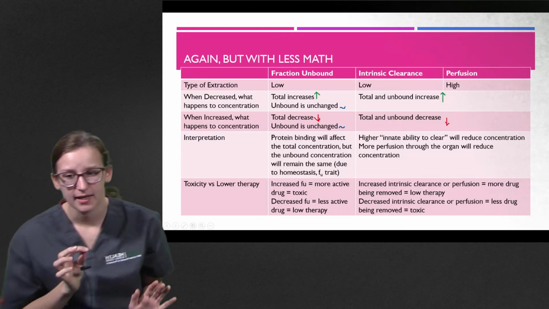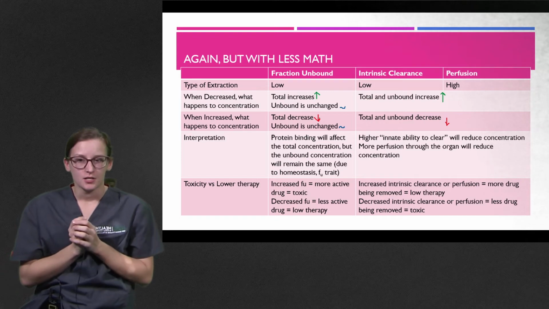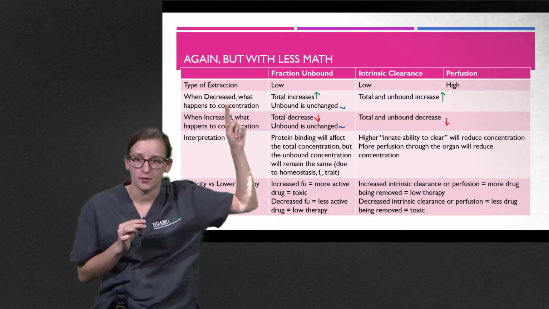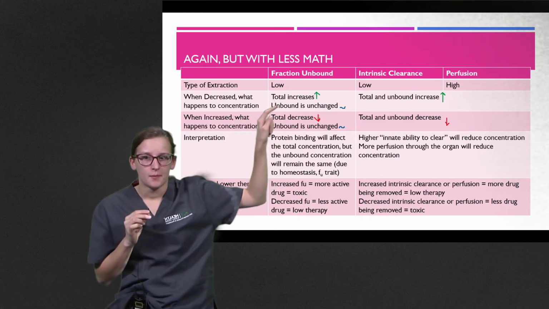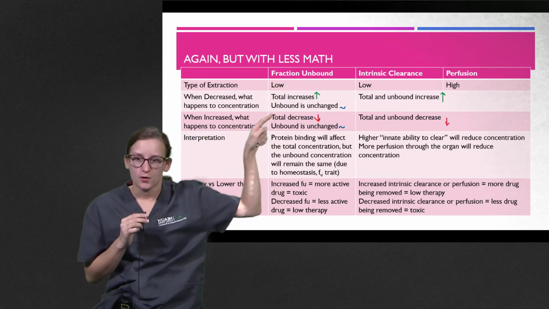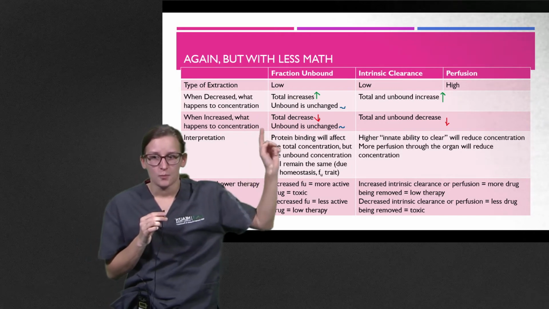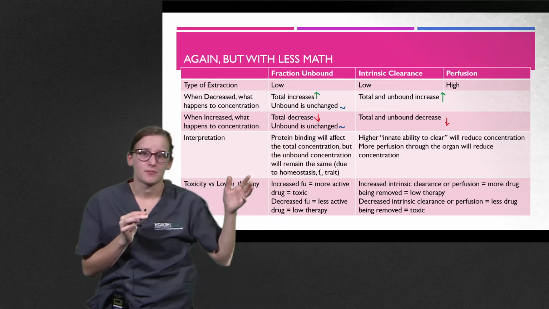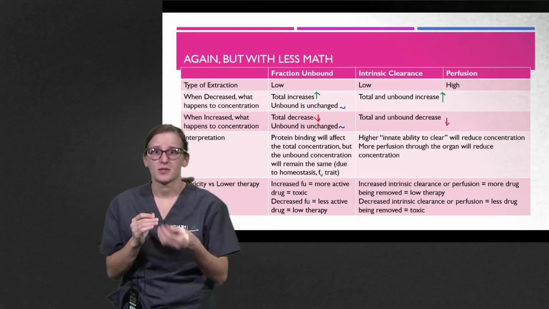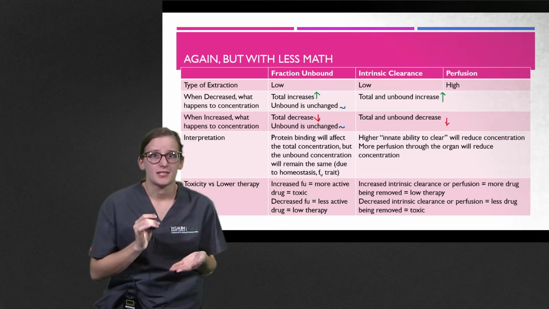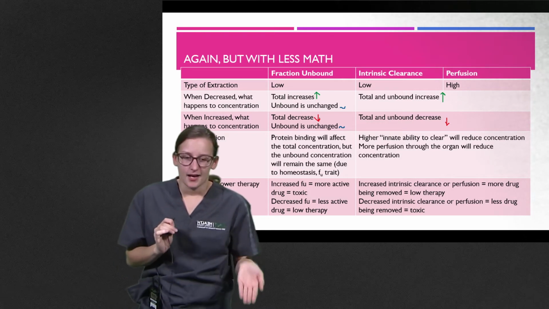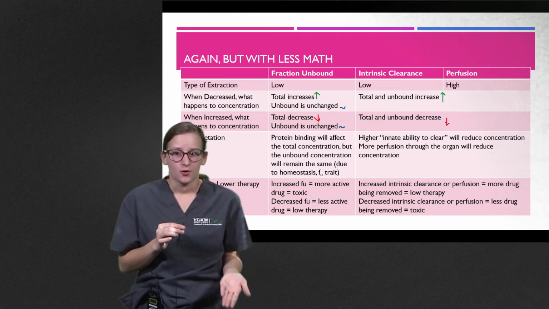All right, so again, but with less math, with words. Whenever you decrease the fraction unbound, the total concentration increases, but the unbound is unchanged. And if the fraction unbound is increased, total concentration decreases, but the unbound is once again unchanged. That's because your body is trying to keep homeostasis, so if drug starts clearing out, then more drug is going to be released from the proteins, the albumin, in order to keep the same fraction. If it's 90% fraction unbound, then it's going to try to keep that parameter.